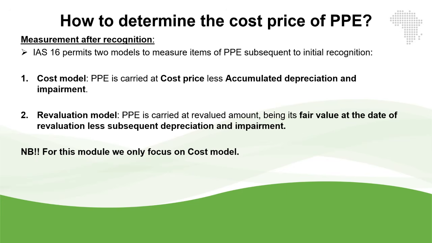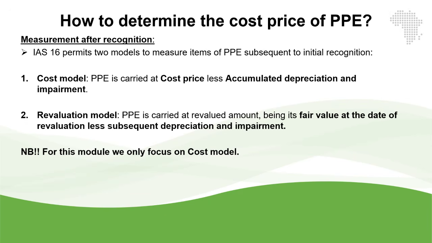Two models. The first one is the cost model. So under a cost model, we are saying property, plant and equipment is carried at cost price less the accumulated depreciation and impairment. So you will see now a new term there, impairment. When you talk about impairment, sometimes the assets, the property, plant and equipment, are actually damaged. So when they are damaged, we recognize an impairment to say this one has been damaged, so it has been impaired.